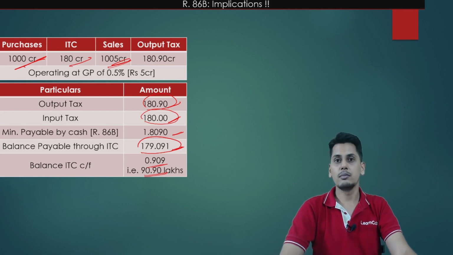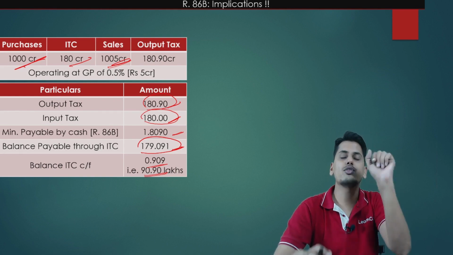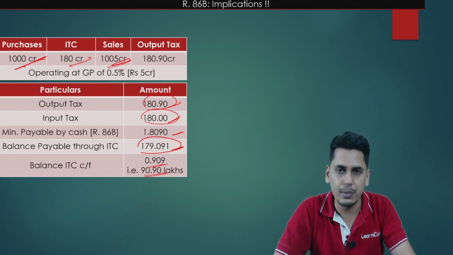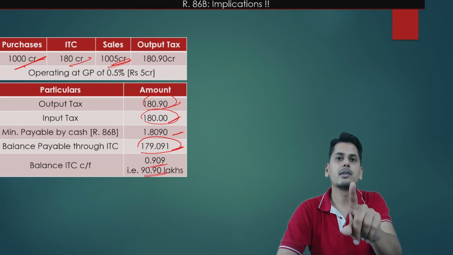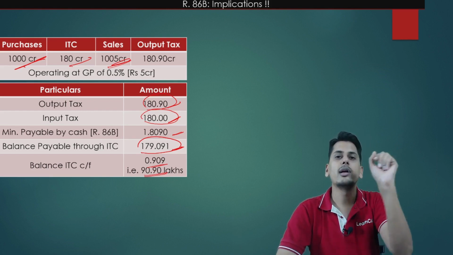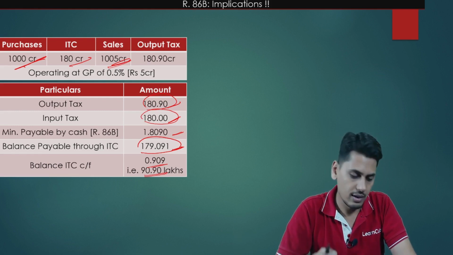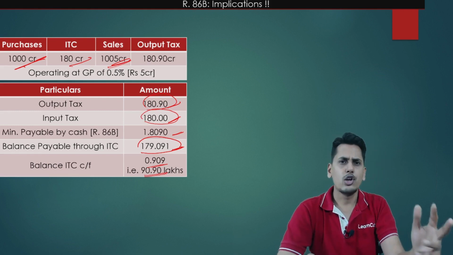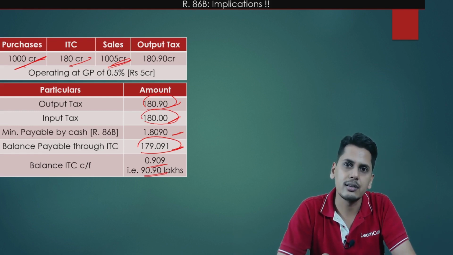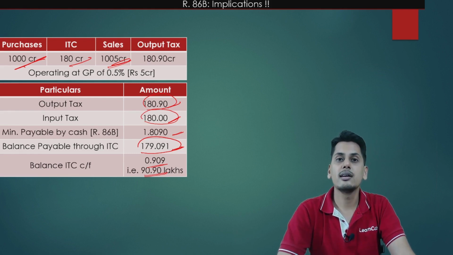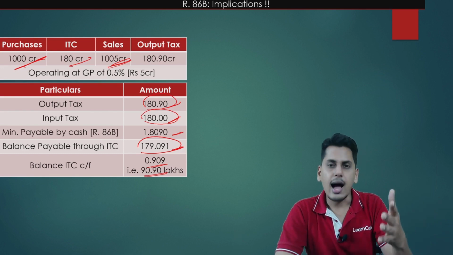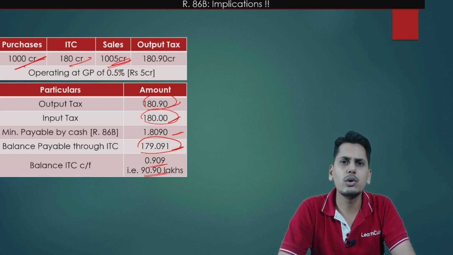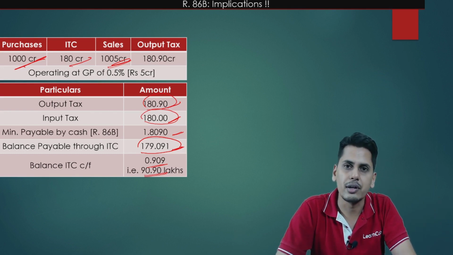The answer is no, because all of us know refund is going to be allowed of the unutilized input tax credit only in two circumstances. 1. Zero rated supplies. 2. Inverted duty structure. Neither is this a zero rated supply, nor is it an inverted duty structure. I am not in a position to claim the refund of it.